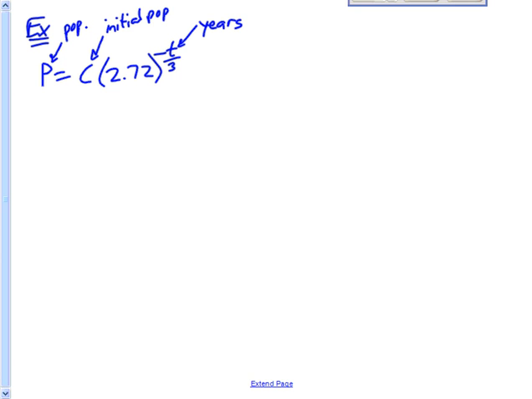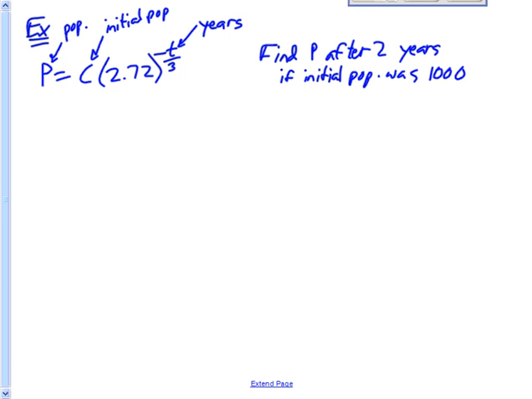So let's find the population after 2 years, if the initial population was, let's see, it says here, 1,000. Okay, so let's go ahead and plug it in. My initial population is 1,000, times 2.72 to the negative, and you put the 2 in there for your t, time in years. So 2.72 to the negative 2/3.